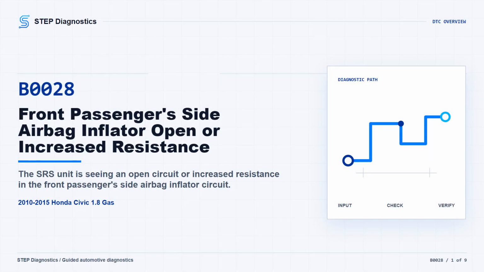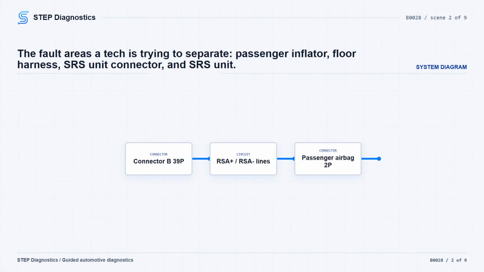On this Civic, B0028 points to the front passenger's side airbag inflator circuit. In plain terms, the SRS unit may be seeing an open circuit or more resistance than it expects in that passenger airbag path. The SRS light may be on, and the airbag system may limit normal restraint operation while the fault is active. Broadly, the possible fault areas can include the passenger airbag inflator connection, the floor harness, the SRS unit connector, or the SRS unit itself.